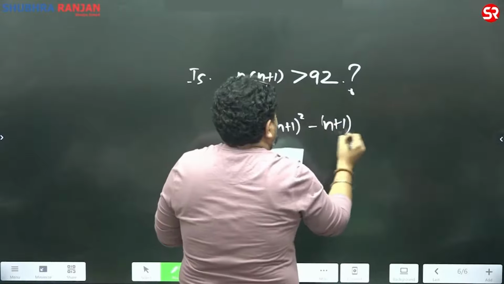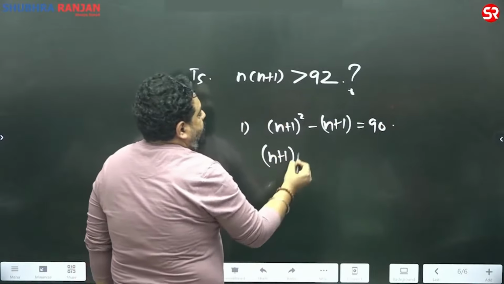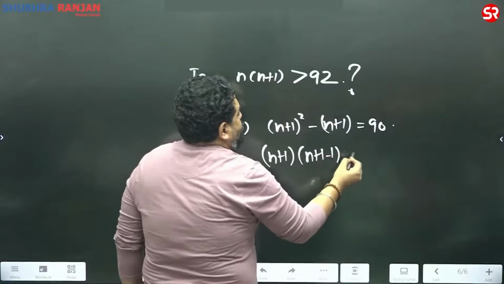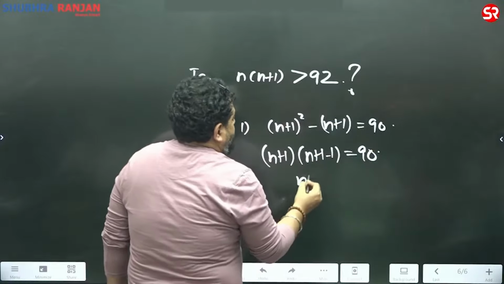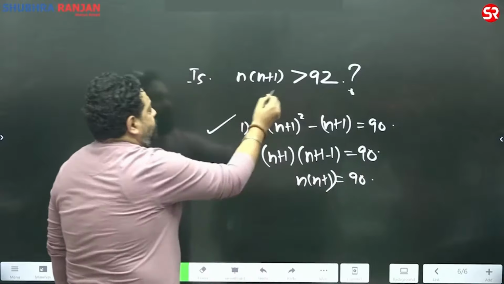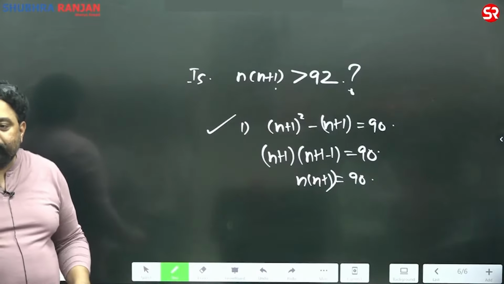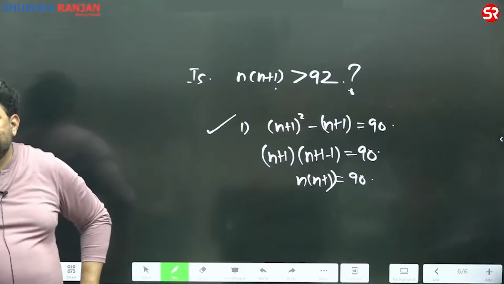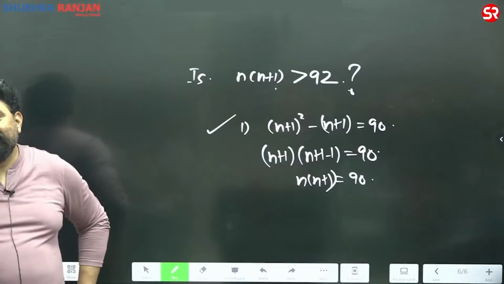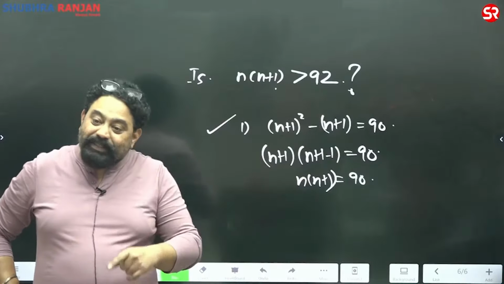That is (n plus 1) squared minus (n plus 1) equal to 90. This is easy. Take n plus 1 common: n plus 1 into n plus 1 minus 1 is equal to 90. So n into n plus 1 is equal to 90. This is giving you the answer: no, the product is not greater than 92, because the product is equal to 90. The first statement is giving you the answer. The second statement is also giving you the answer.